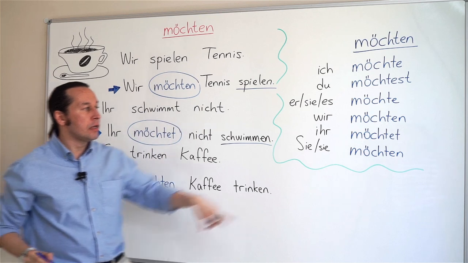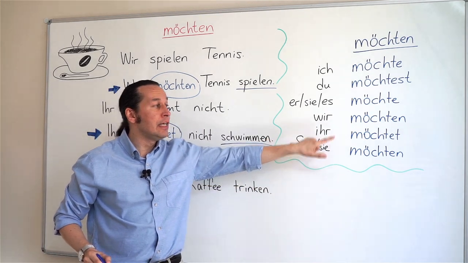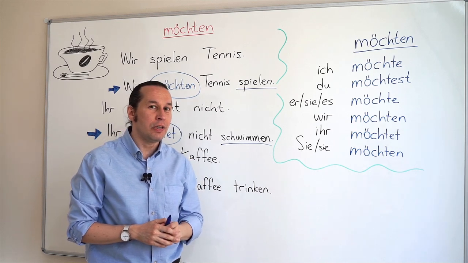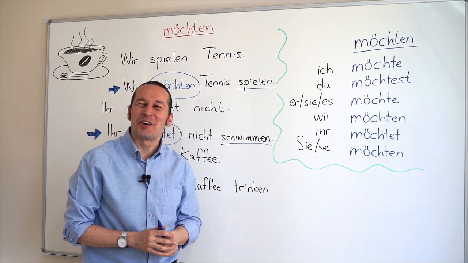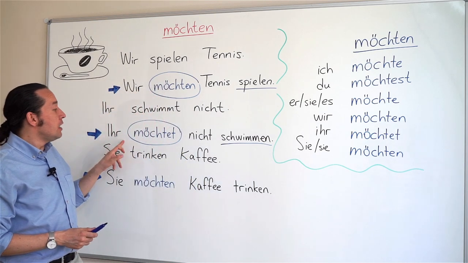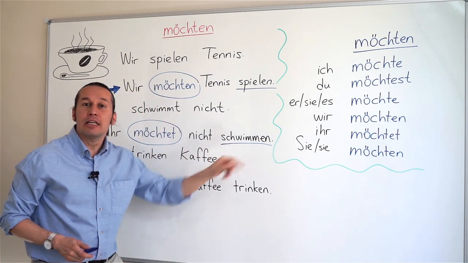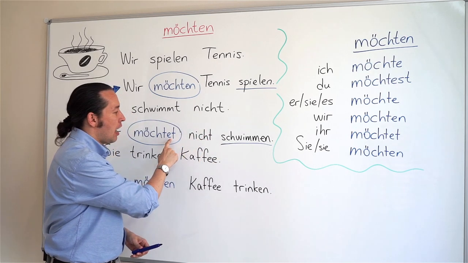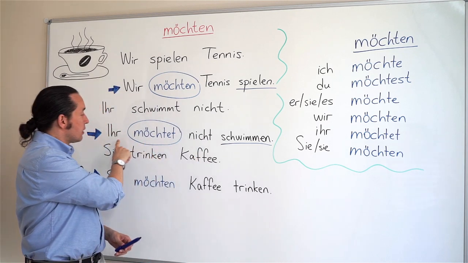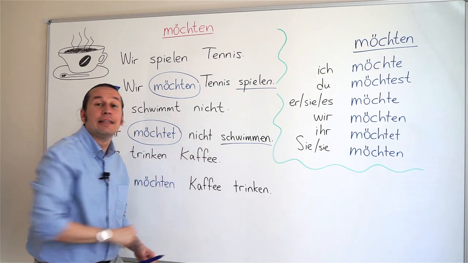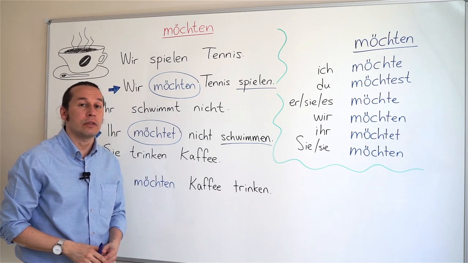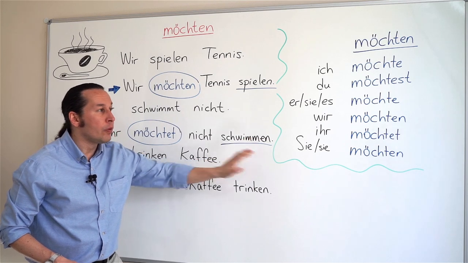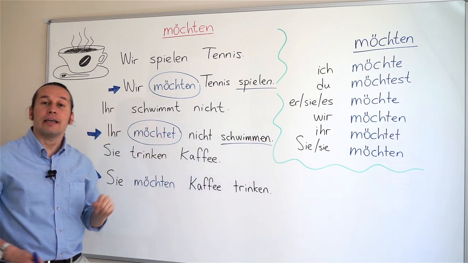So möchten will be conjugated as ihr möchtet in the second plural form, right? So I will say ihr möchtet nicht schwimmen. As you see, nicht takes its place after the modal verb, and therefore ihr möchtet nicht schwimmen. You don't want to swim. The infinitive verb will always stay at the end, just like with modal verbs.